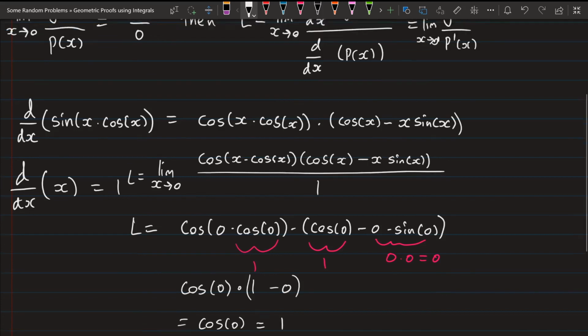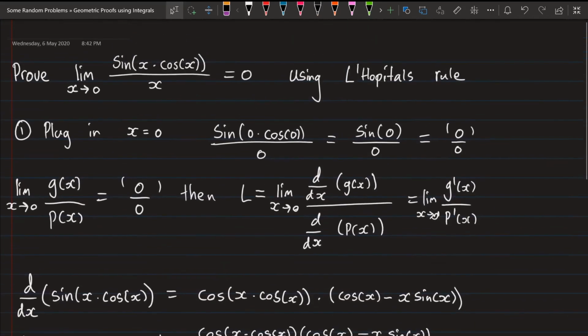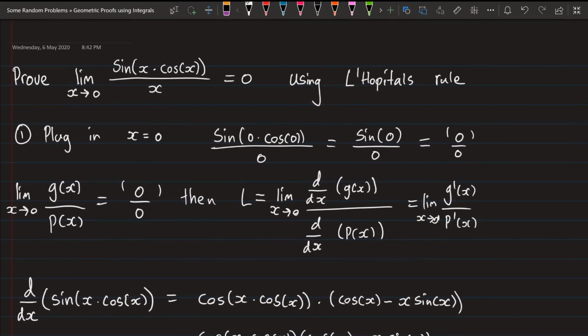So the limit of this thing, I think I put the wrong thing when setting up the equation. Yes, I was supposed to prove that it was 1, so this is the correct answer. So the proof of this limit being equal to 1 is solved.